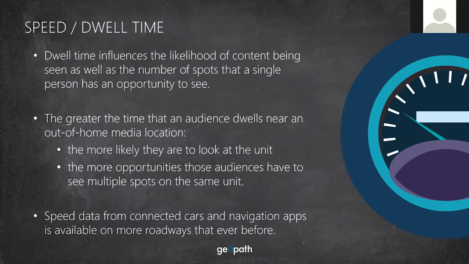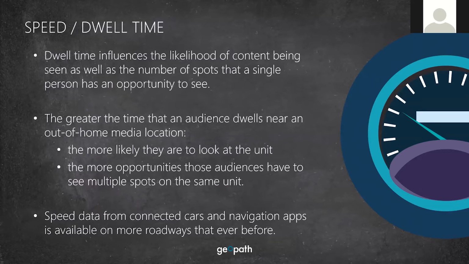Speed and dwell time. So getting into visibility adjustment, dwell time is very important. The longer that you're near something, the more likely you are to notice it. But dwell time also influences, in addition to how likely something is to be seen, the number of spots that a single person can see for a digital piece of inventory, or a tri-vision, or a rotating scroller, depending on how long those ad lengths are and how long that person can see the out-of-home inventory. So it dictates how many opportunities people have to see the media on that construction.